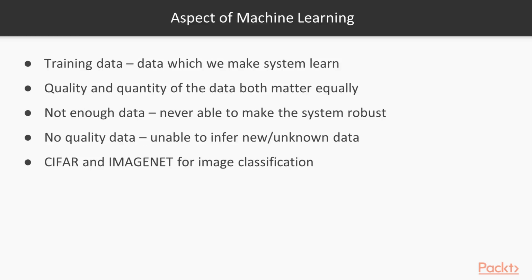An important aspect of machine learning is the training data, the data through which we make the system learn. The quality and quantity of the data both matter equally. If there is not enough data, you will never be able to make the system robust. If you do not have quality data, you may not be able to infer new, unknown data. There are a lot of openly available datasets for various tasks. Some of the famous ones are CIFAR and ImageNet for image classification.